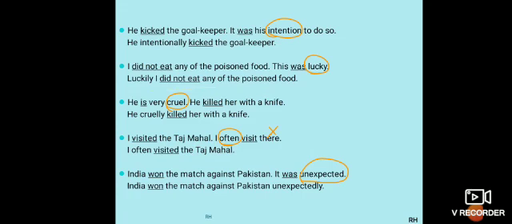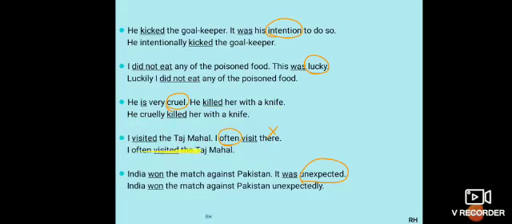Now, next is, he is very cruel. He killed her with a knife. So, he is then killed. And as I've already told you, you can go for eliminating the helping verb but not eliminating the action verb. So, now I'll eliminate this. He is cruel. So, we can change cruel to cruelly. So, it is, he cruelly killed her with a knife.